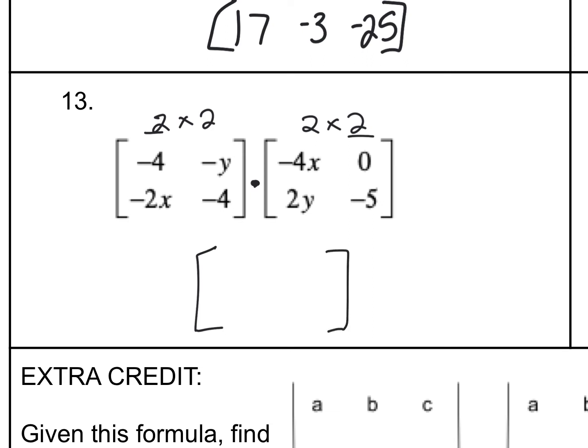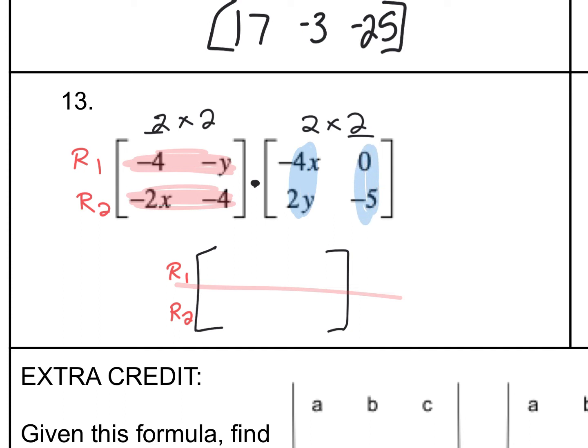For the first one, we care about its rows or columns? Rows. And we only have 2 of them, right? Row 1, row 2. If I want to do that in my answer, I can do that as well. Don't have to. If you're getting good at these, you don't have to. Second one, I care about its columns. It's got 2 columns, just like my answer is going to have. So we've got column 1, column 2.